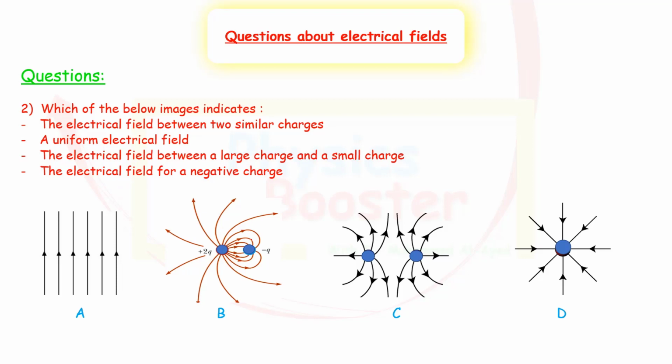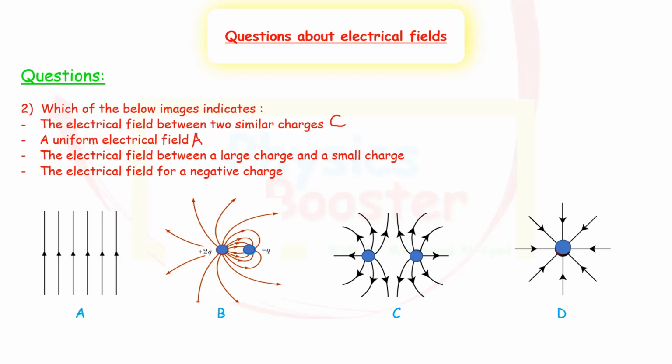We have A, B, C, and D. Well, we've seen these shapes before, and it's easy and obvious to say that the electrical field between similar charges is going to be C. Why is that? Because we can see that the field lines are not going from one of the particles into the other one. This means that they both have the same charge. A uniform electric field, it's obvious, it's A.